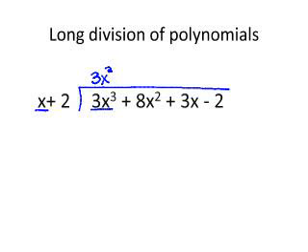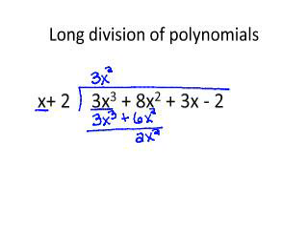Then, just like in long division, we take that 3x squared and we multiply it by our divisor. Well, our divisor is x plus 2, so we have to distribute it through, multiply it by both. So 3x squared times x is 3x cubed. And then the 3x squared times the 2 is 6x squared. So after we multiply that out, then we subtract. So 3x cubed minus 3x cubed gives us 0. 8x squared minus 6x squared gives us 2x squared.